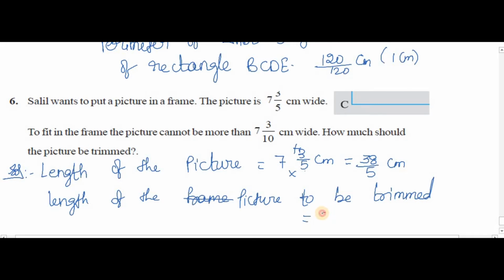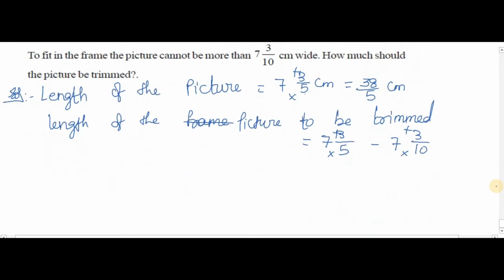7 3/5 minus, so here we all know the original size of the picture, so that is the reason 7 3/5 minus 7 3/10. And of course we all know that these two are mixed fractions. We can convert this mixed into improper by using the symbols into plus. 7 5s are 35 plus 3, 38 by 5, and symbol minus. 7 10s are 70 plus 3, 73 by 10.